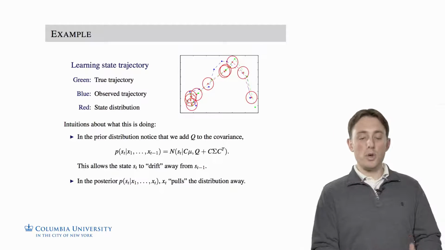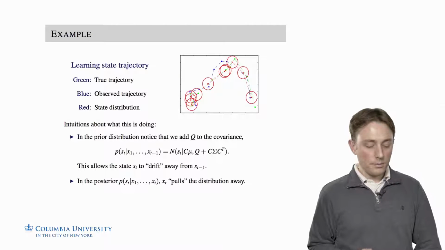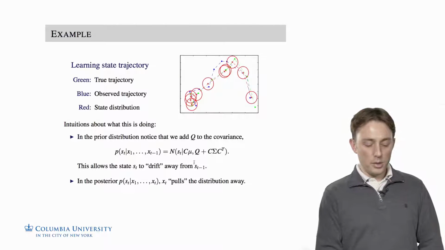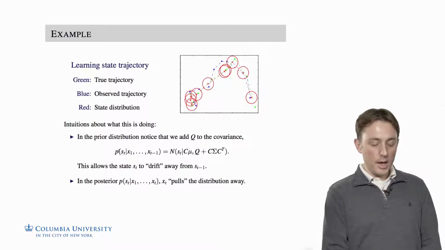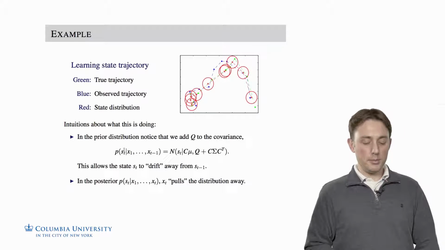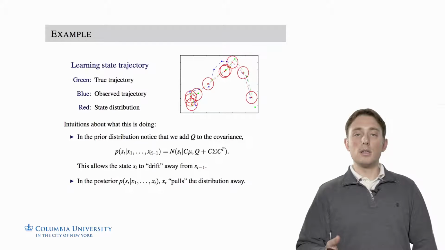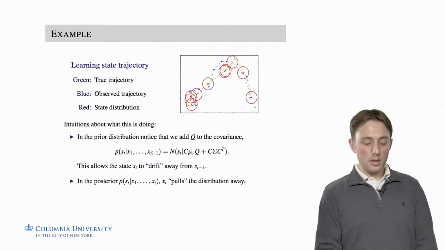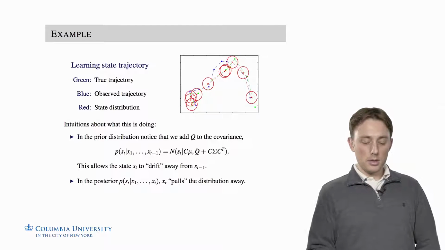So what's some intuition about what this tracking algorithm is doing? We see that in the prior distribution, we add Q to the covariance. When we wanted to calculate this prior distribution on the state at time t, given the data up until and including time t minus 1, we had this distribution. This is copied from a previous slide. Notice that we always add this Q to the covariance.